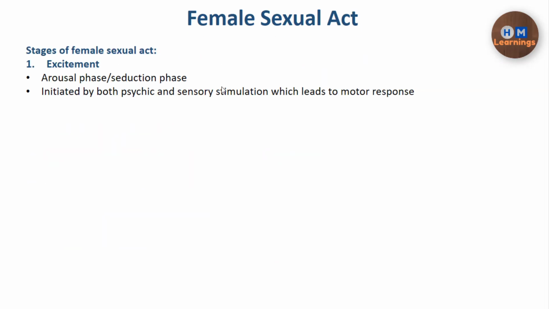Next, we will talk about the stages of the female sexual act. First is excitement, then plateau, then orgasm, and then resolution. Basically, the excitement phase is the beginning of the female sexual act.